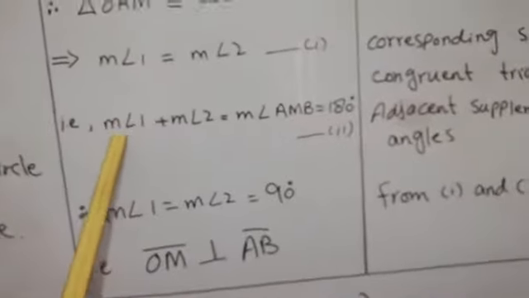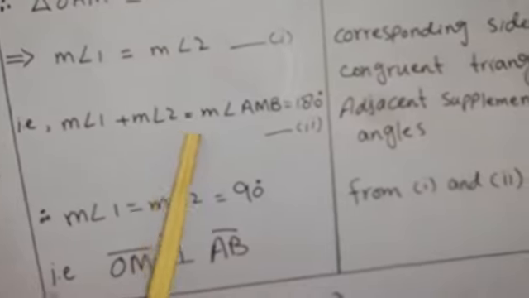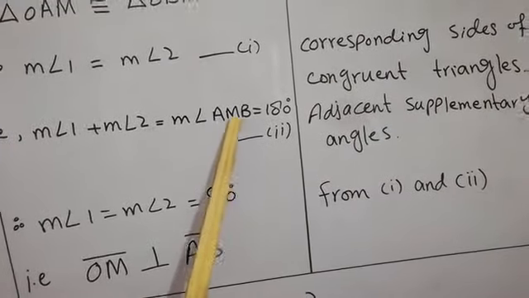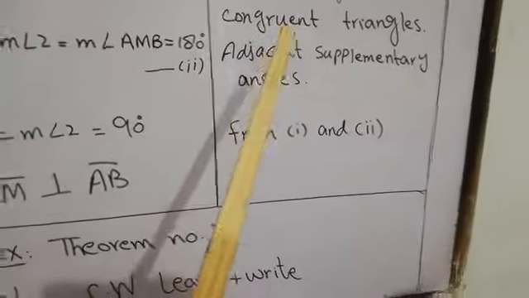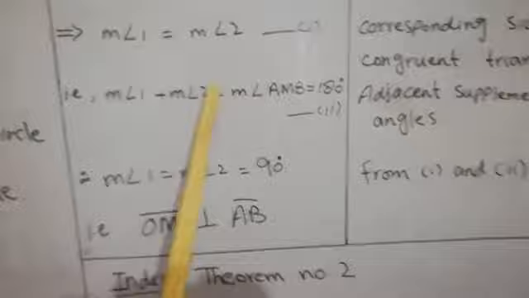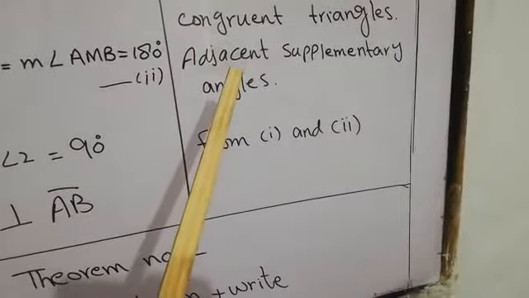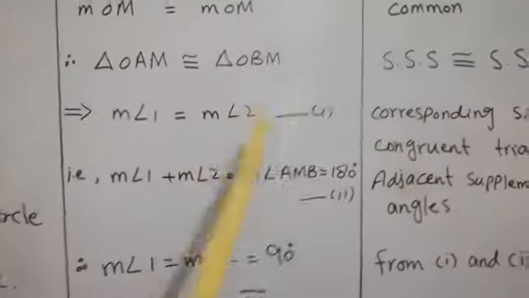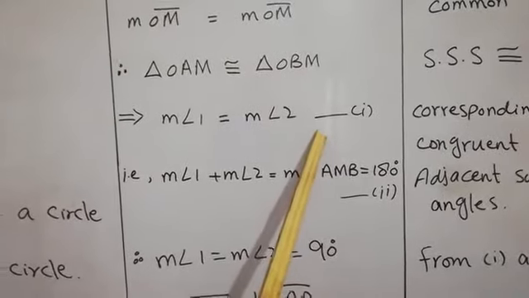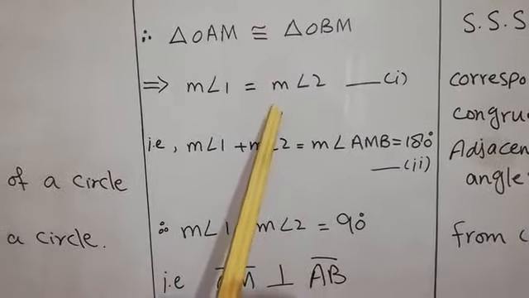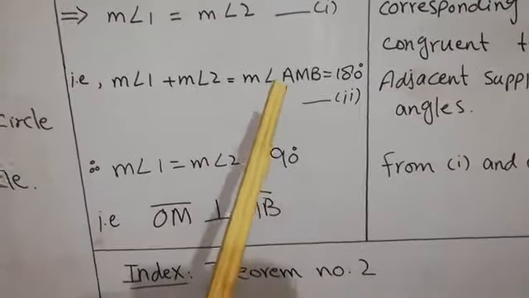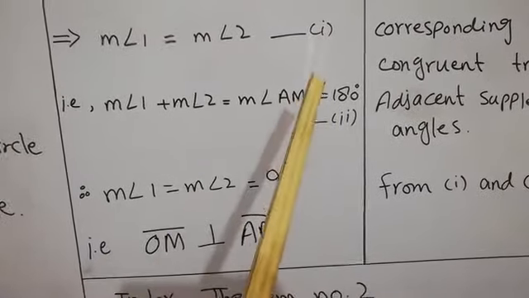So we will write here: measurement of angle 1 plus measurement of angle 2 equals measurement of angle A and B, which equals 180, because these two angles are adjacent supplementary angles. But from 1 we know that measurement of angle 1 and measurement of angle 2 are both equal. And from 2 we get that their sum equals 180.